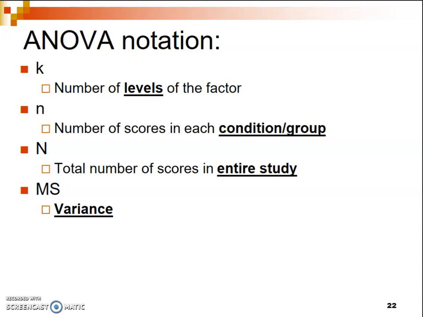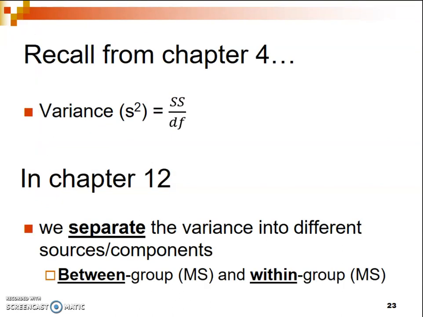And so if you remember from way back in chapter 4, we learned about how to calculate variance. So recall from chapter 4 that when we learned about how to calculate specifically sample variance, and again the symbol for sample variance was S squared, the way we did that is we took the sum of squares and divided it by the degrees of freedom.